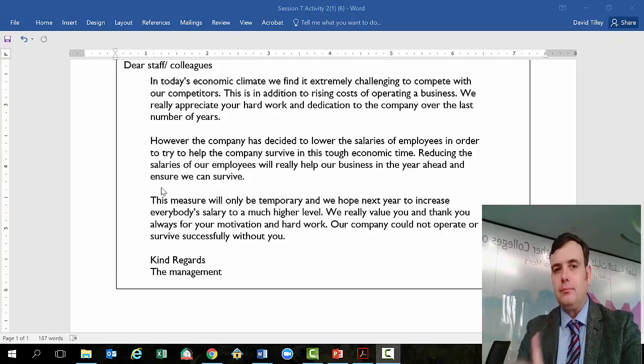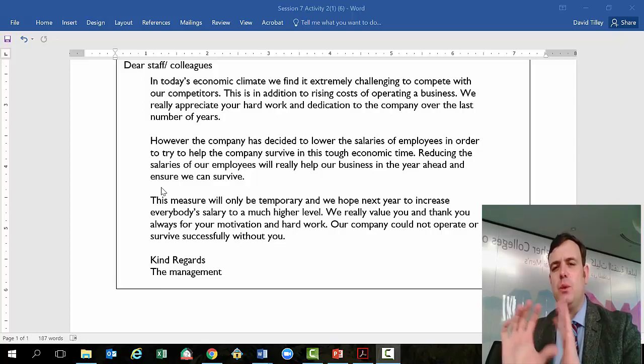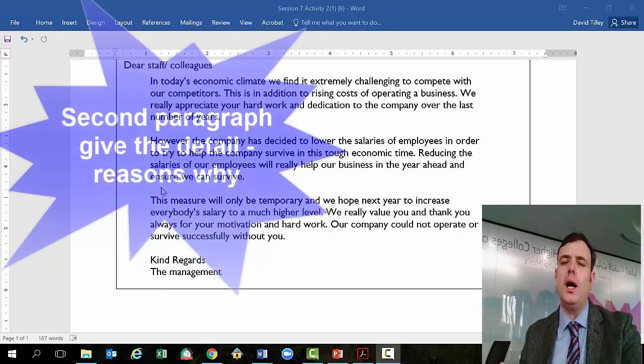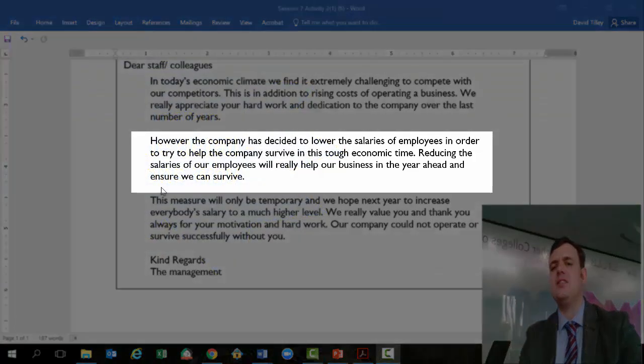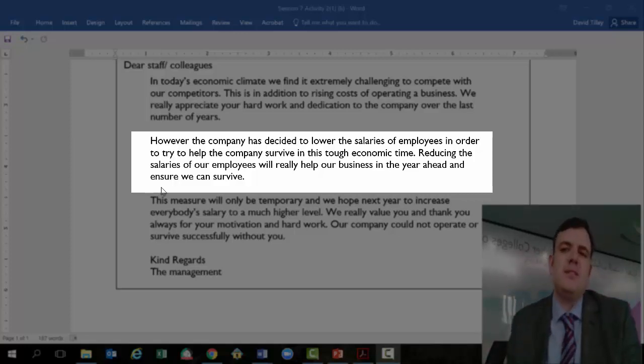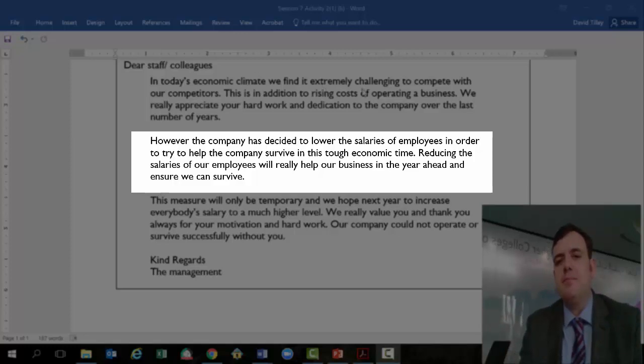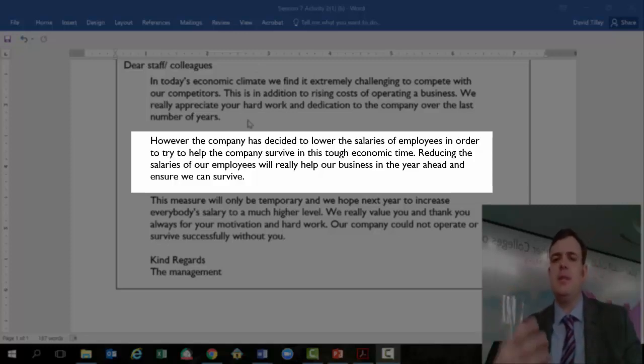Anyway, so the second paragraph, where you're going to give the detail, the reasons why you are giving the bad news. So, for example, here, I'll read it out. So, however, the company has decided to lower the salaries of employees. The salaries are going to be reduced in order to try to help the company survive in this tough economic climate. Remember, in the first paragraph, you've prepared them for this bad news by mentioning how difficult it is at the moment economically and financially. So you're kind of breaking the news in slowly for the employees that their salaries are going to be reduced, right?